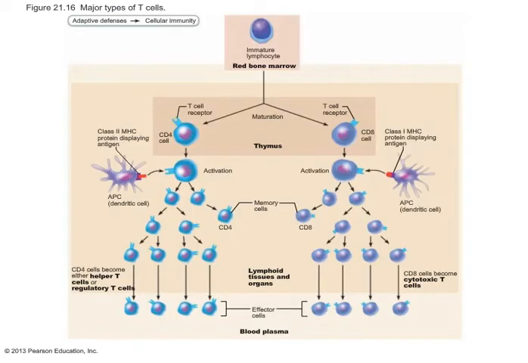This slide just gives an overview of the different types of T cells. We have an immature lymphocyte that will undergo maturation or immunocompetence in the thymus. And this will differentiate either into a CD4 cell or into a CD8 cell. CD4 cells, once they are activated, will further differentiate into memory cells, which can help us to remember a pathogen, and also into helper T cells or regulatory T cells. The job of helper T cells is to activate other components of the immune system, for example, the nonspecific immune response, as well as our humoral immune response.